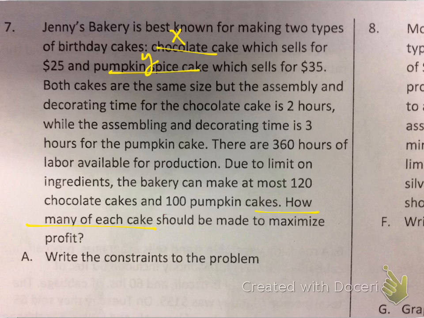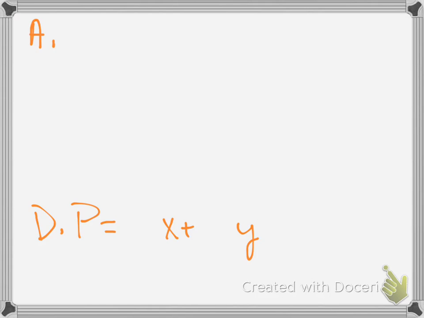Now, what do you do from there? Well, if you take this right here, the $25 and $35, that's going to become your Part D. Your Part D is basically saying that there's a profit to be made. How much do you make on the X? How much do you make on the Y? X is chocolate, so you make $25 on the chocolate. Y is pumpkin spice, so you make $35 on the pumpkin spice. That's all you've got to do. And notice it was just those dollar amounts. Just so you don't get confused, cross them out once you've used them.